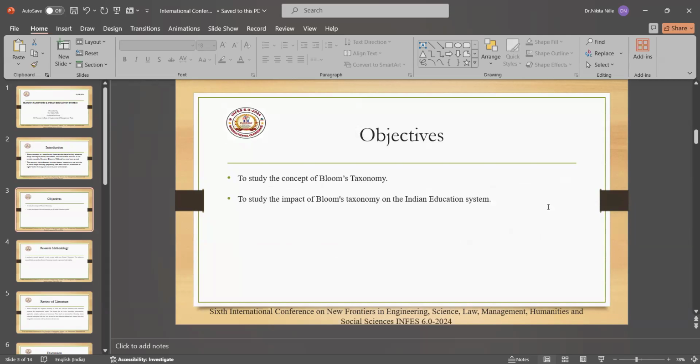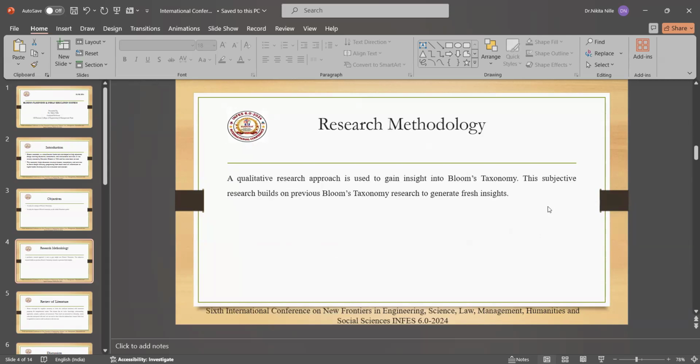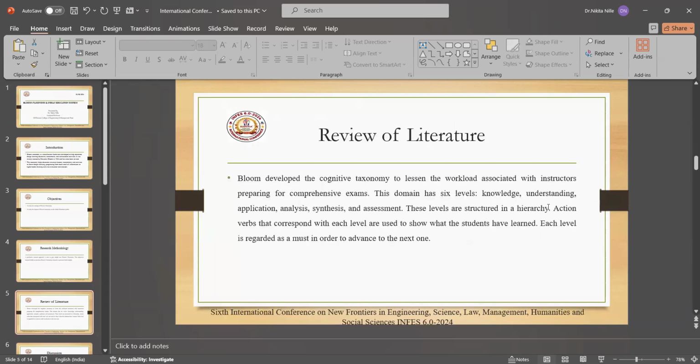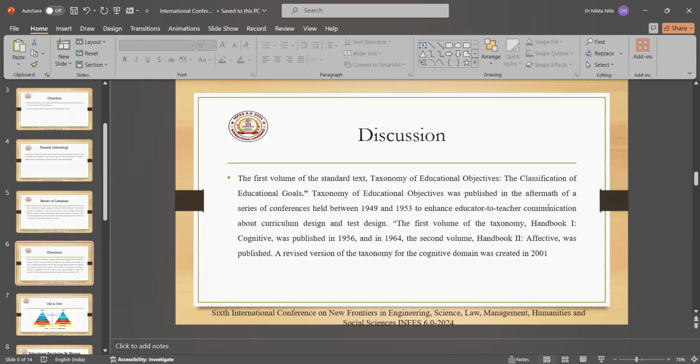The two objectives framed for this research were the conceptual framework of what exactly Bloom taxonomy is, and to study its exact impact on our Indian education system. A qualitative research approach was used for this subjective study. A small review of literature was conducted, wherein the previous literature says that the taxonomy dealt with the basic six levels: knowledge, understanding, application, analysis, synthesis, and assessment.